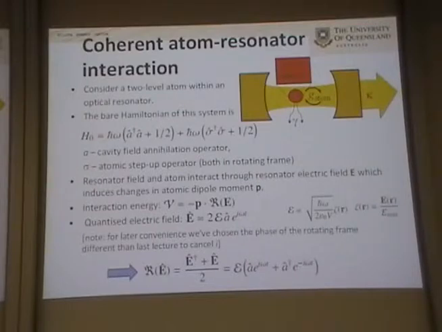So now, just the same as in the last lecture, if we want to calculate the real part of the electric field, it's just E dagger plus E on 2, which if I substitute in 3, I just get the electric field strength of the quantized field times A e to the i omega t plus A dagger e to the minus i omega t. So that e to the i omega t is just due to the rotating frame.